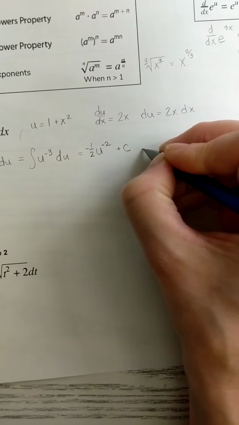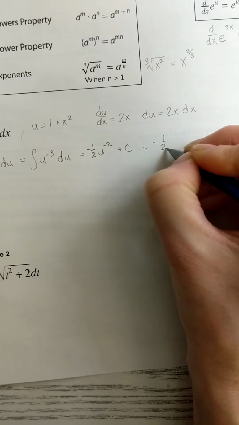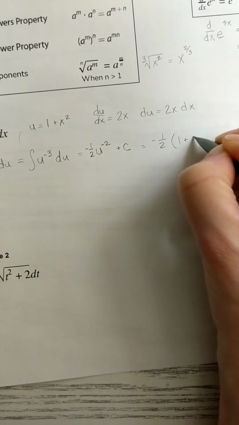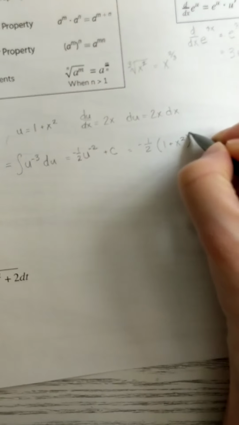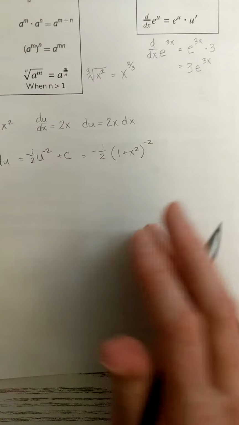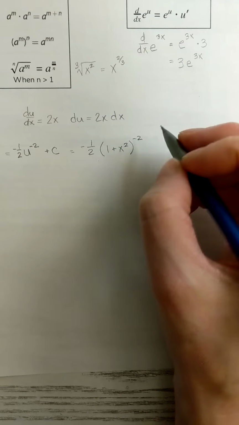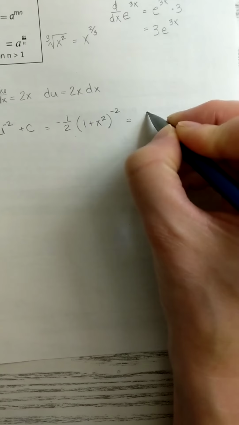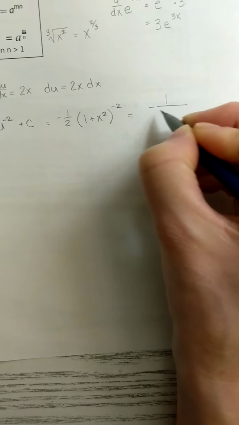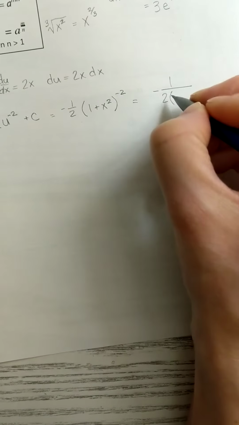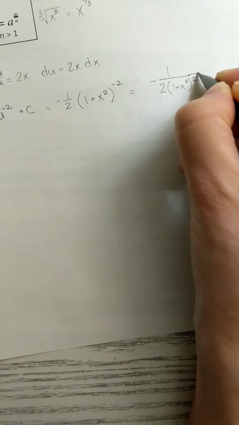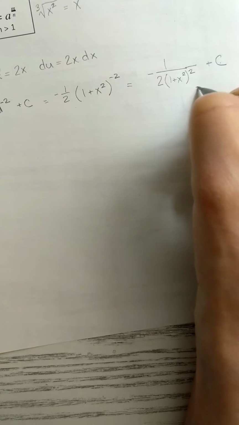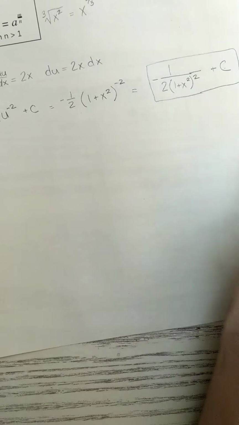Okay. And now I'm just going to replace my u with what I originally had. Please don't forget to do this step. So I get negative 1/2 times (1 plus x squared). That's my u to the negative 2. And I can simplify this more so that I don't have a negative exponent. I can simplify it more to negative 1 divided by 2 times (1 plus x squared) squared, plus c. And that is our answer for the first one.